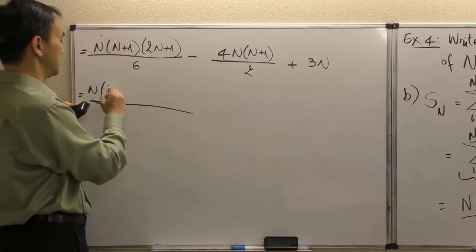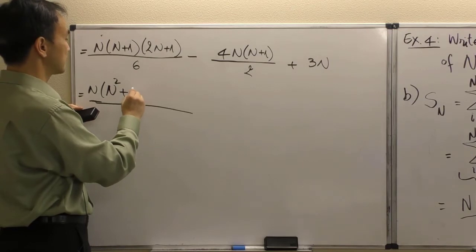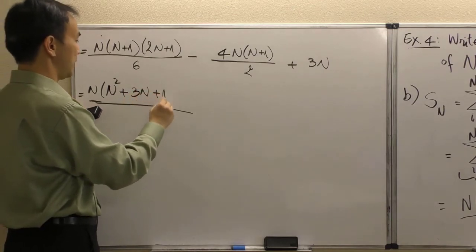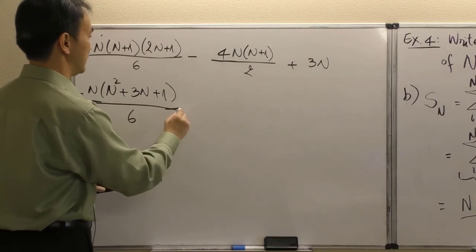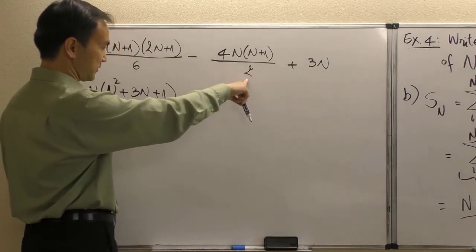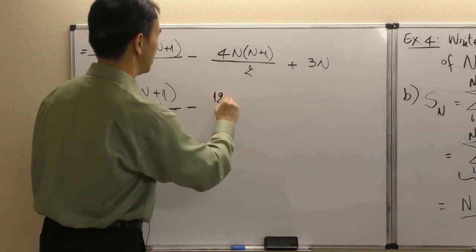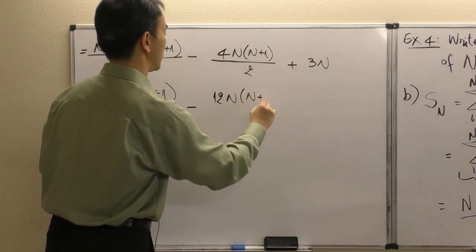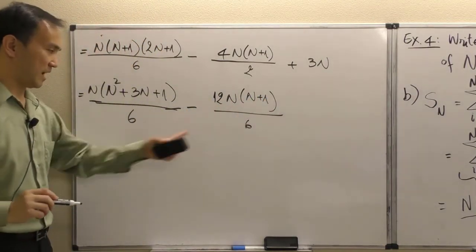We're looking at n squared plus 3n plus 1, over 6, and then I'm going to subtract. Now I want to make the common denominator, so here's denominator 2, denominator 6 here, so I'm looking at 12n times n plus 1 over 6, in order to have a common denominator.